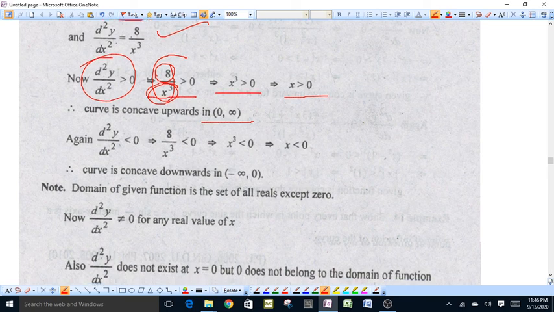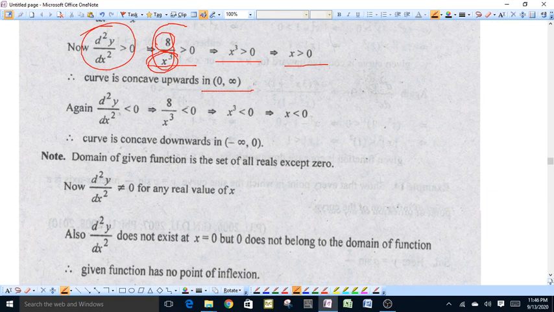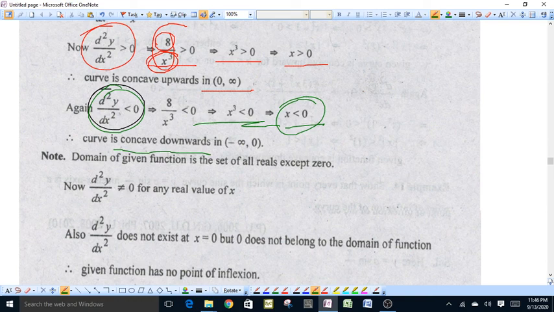Second order derivative will be negative when x cube is negative, means x is less than 0, that is curve is concave downward in the interval minus infinity to 0.